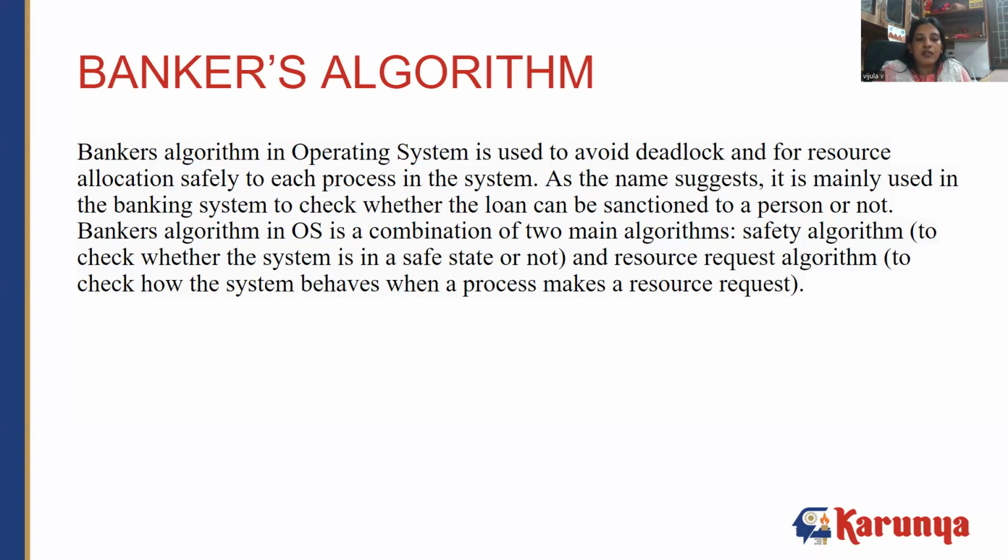This banker's algorithm is a combination of two main algorithms: the safety algorithm, to check whether the system is in a safe state or not, and the resource request algorithm, to check how the system behaves when a process makes a resource request.